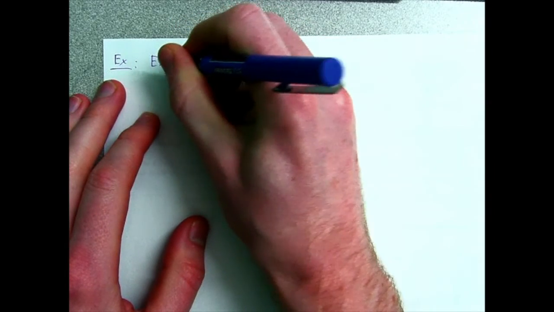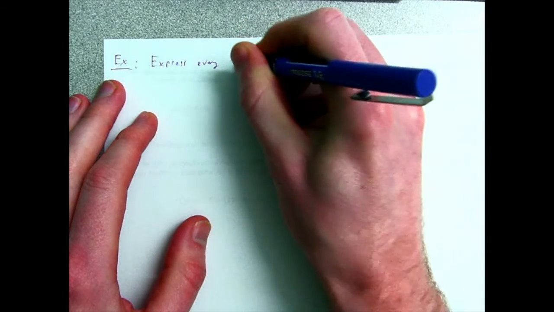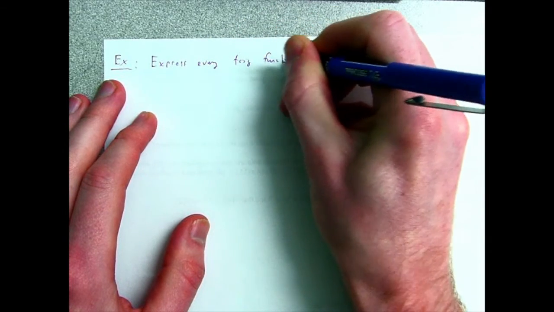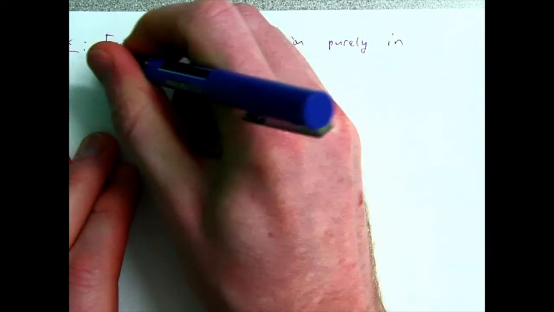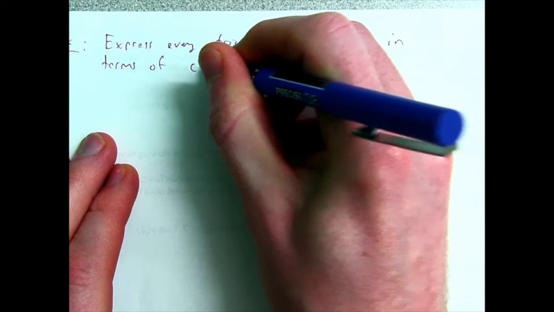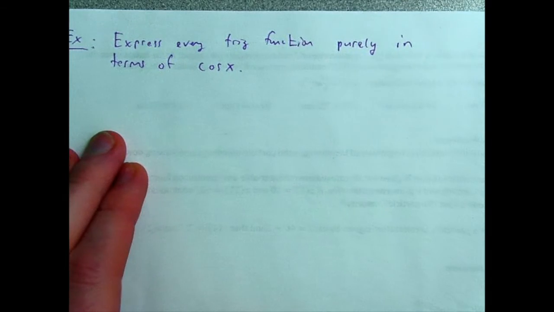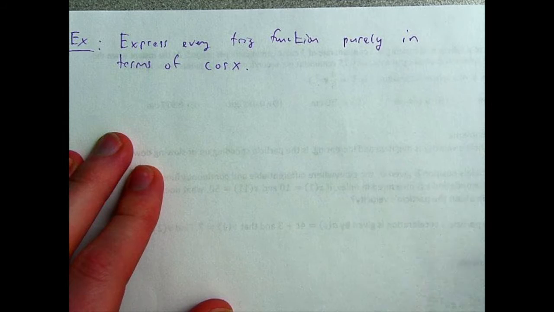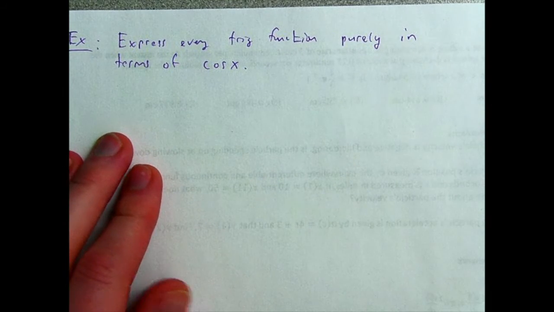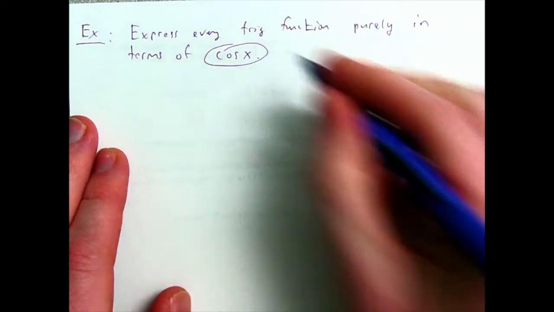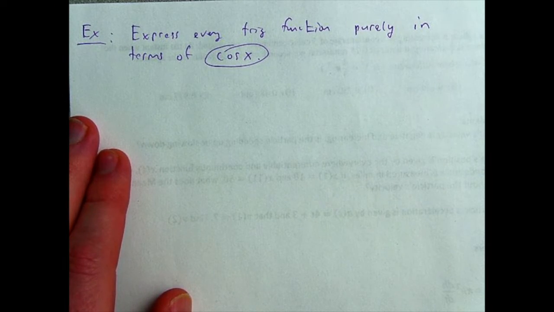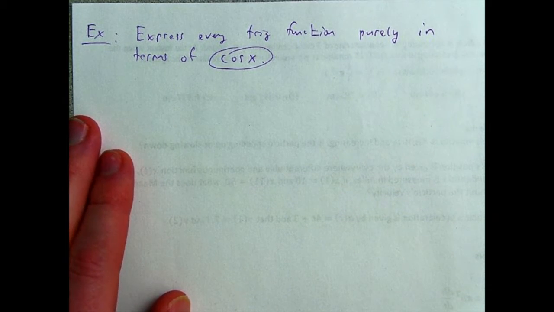Express every trig function purely in terms of, let's say, cosine of x. Okay. So when I say every trig function, I mean all six: sine, cosine, tangent, cosecant, secant, cotangent. So let's try that. Obviously, cosine of x is already expressed in terms of cosine x. There's nothing to do there.